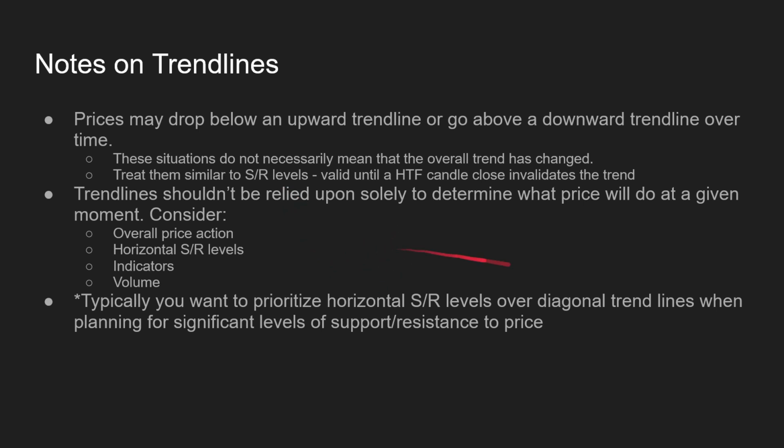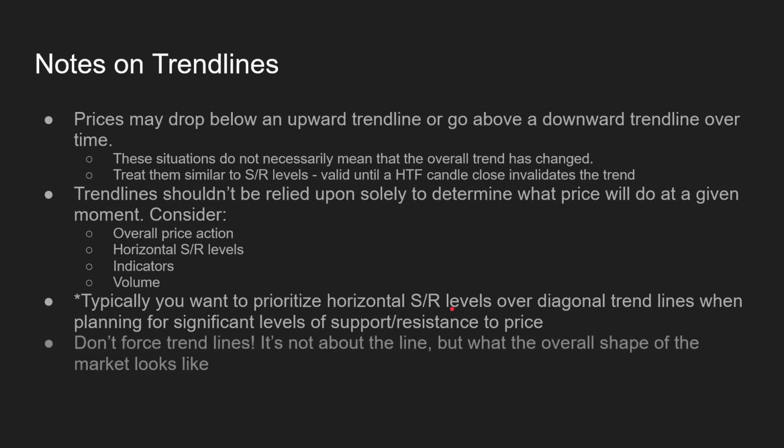And how it reacts in comparison to when price nears a diagonal trend line, which will be broken much more frequently. The reaction of price as it nears it, when it meets the trend line and after it passes the trend line, is much less overstated and much less noticeable compared to horizontal levels when they are met and broken. You also don't want to force trend lines. It's not about the line, but what the overall shape of the market looks like.